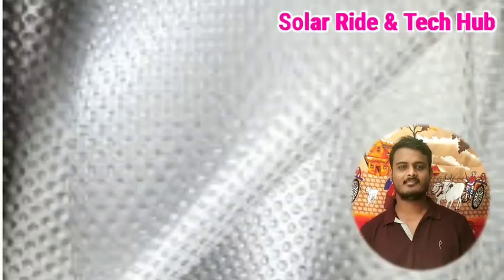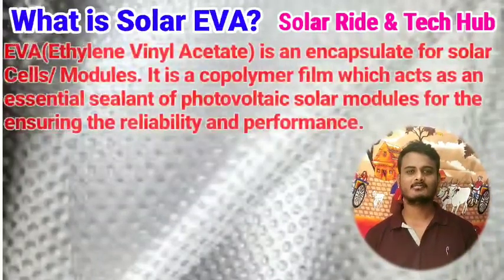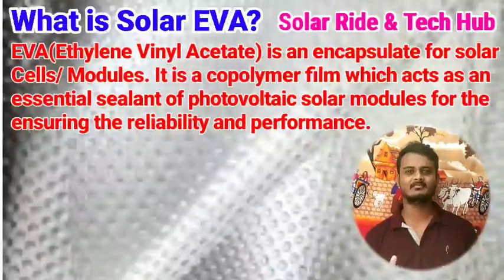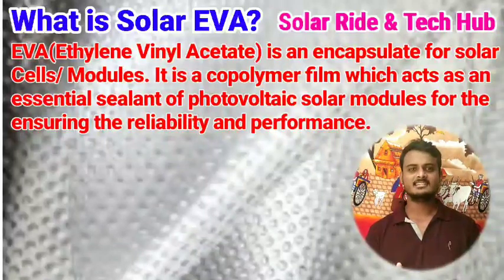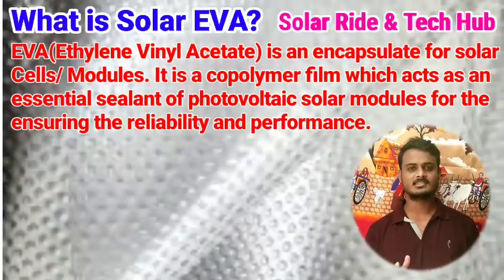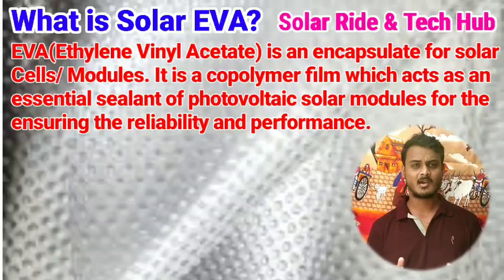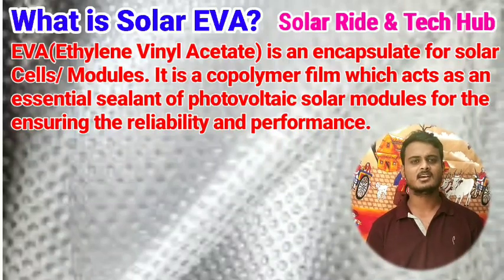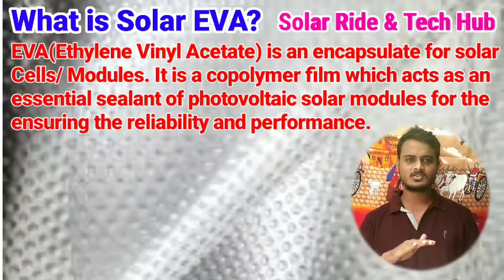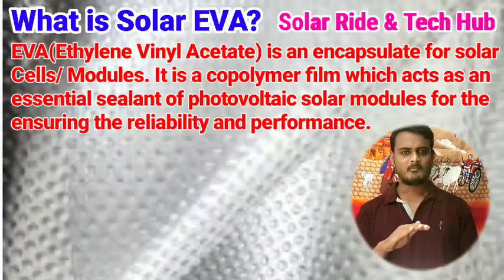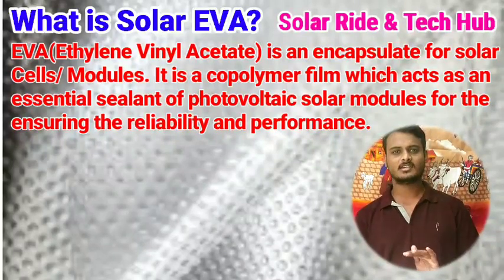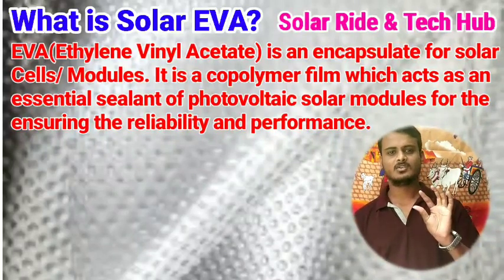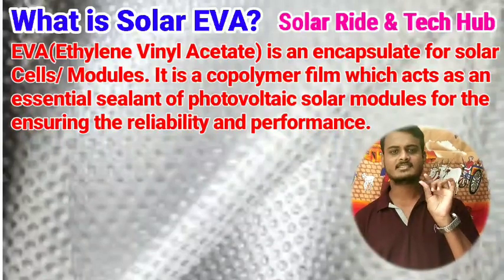The first topic is what is solar EVA. EVA abbreviation is ethylene vinyl acetate. EVA is an encapsulant for solar cells and modules. In the modules, the solar EVA encapsulates the upper side and lower side, two sides, covering the total strings of all cells.